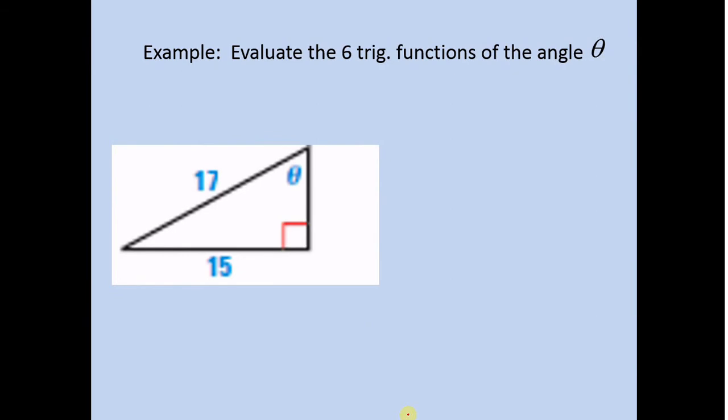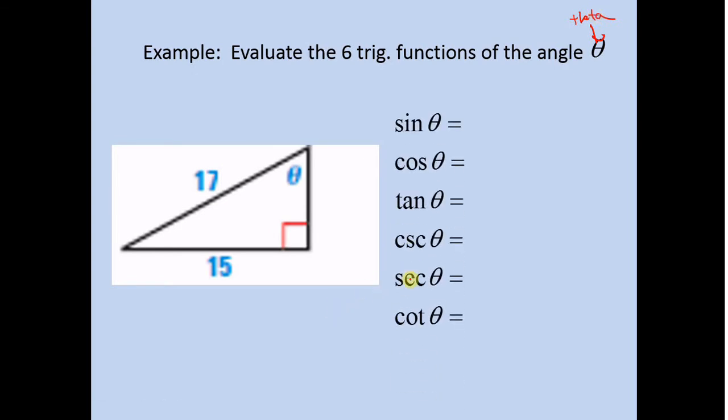Here's the very first example you're going to want to have in your notes. We're going to evaluate the 6 trig functions for the angle theta. This is known as theta, okay? That's the name for that design. It's a Greek letter. So sine theta, cosine theta, tangent theta, cosecant theta, secant theta, and cotangent theta.